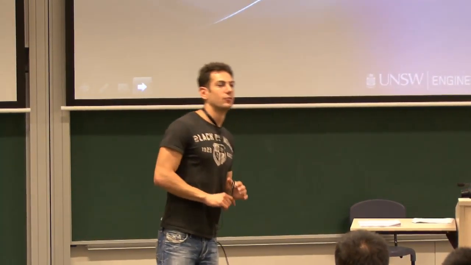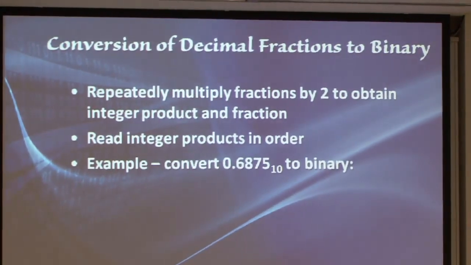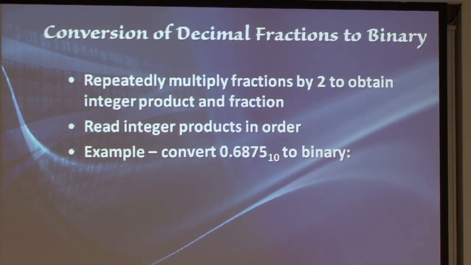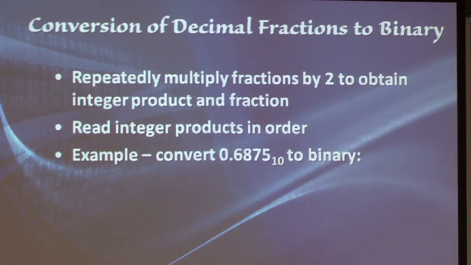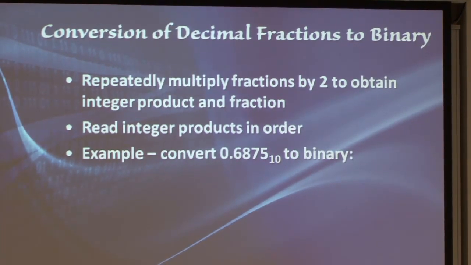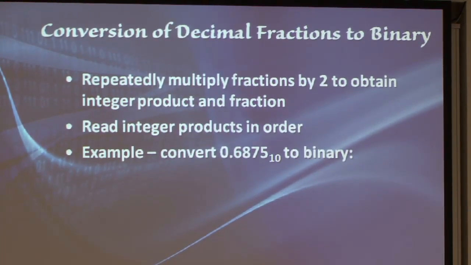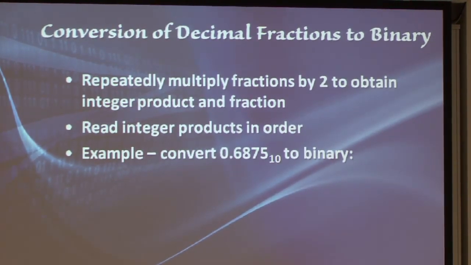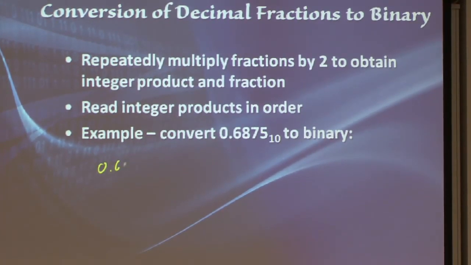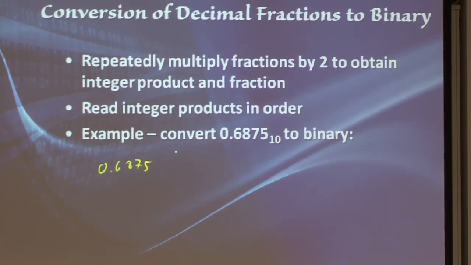What if we want to convert fractions from decimal into binary? In this case, we'll do a similar process, only this time around we'll keep multiplying the fractions by 2. And then we'll separate it into an integer part and the fractional part. I'll show you in a second. We'll keep multiplying the fractions and keep writing out the integer parts. Let's see how it works. As an example, let's take 0.6875. We'll multiply by 2.